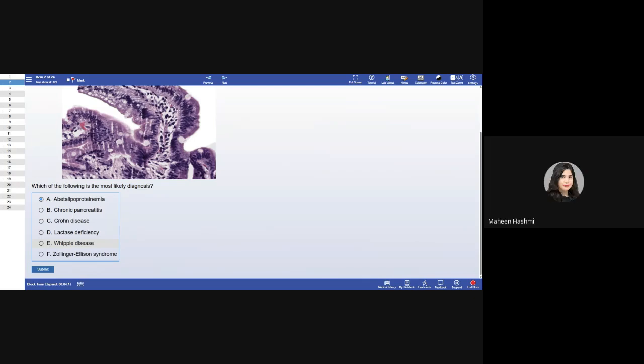Yeah, histology shows cells in the lamina propria, also the macrophages, which are foamy macrophages, and PAS-positive stain will be there. Exactly. So, how do you differentiate Whipple's disease and tropical sprue?